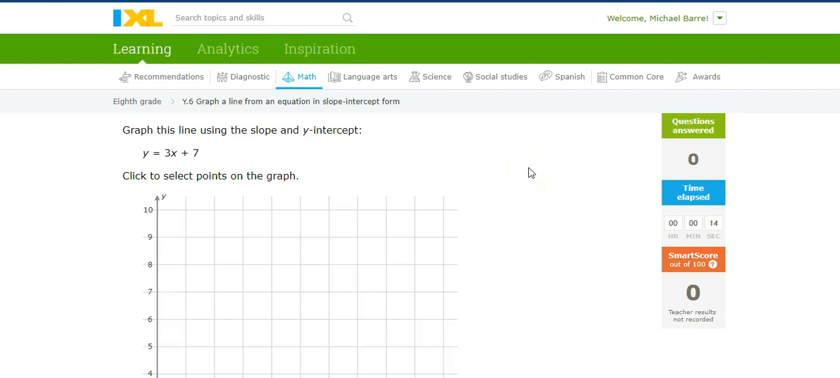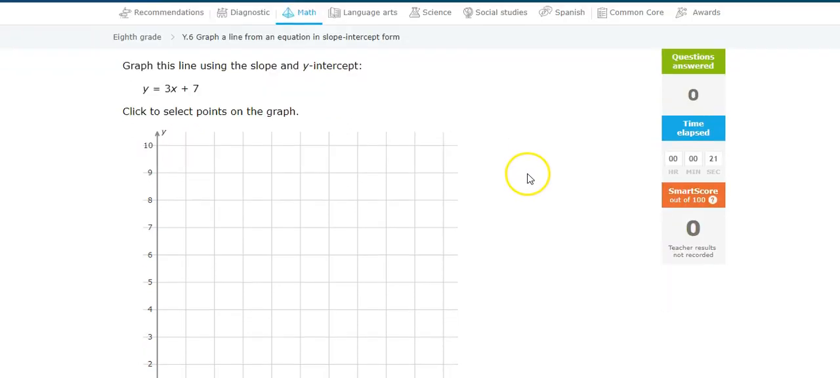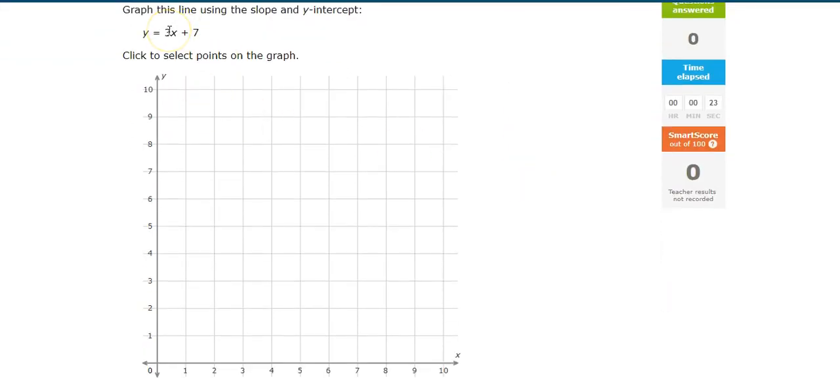Hey, it's Mr. Barre, and this IXL deals with graphing a line from an equation in slope-intercept form. So here we go. Here's my first equation.